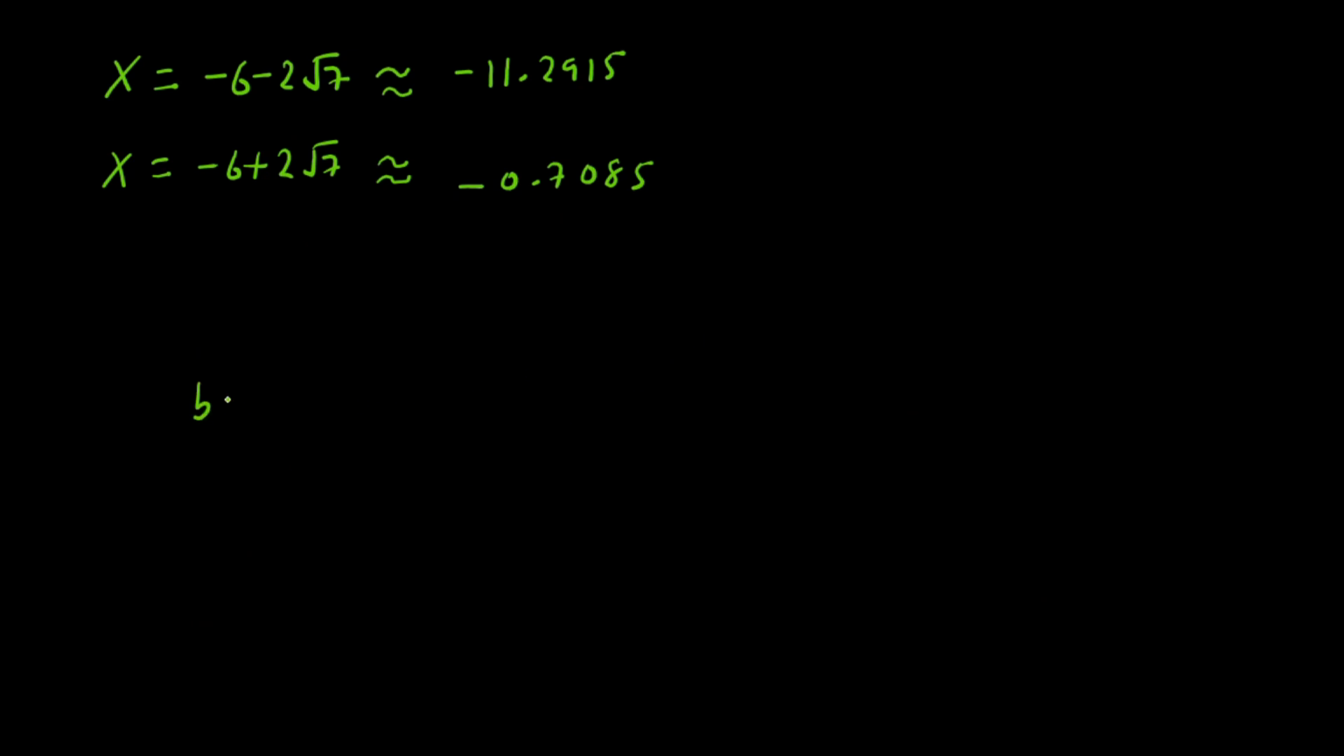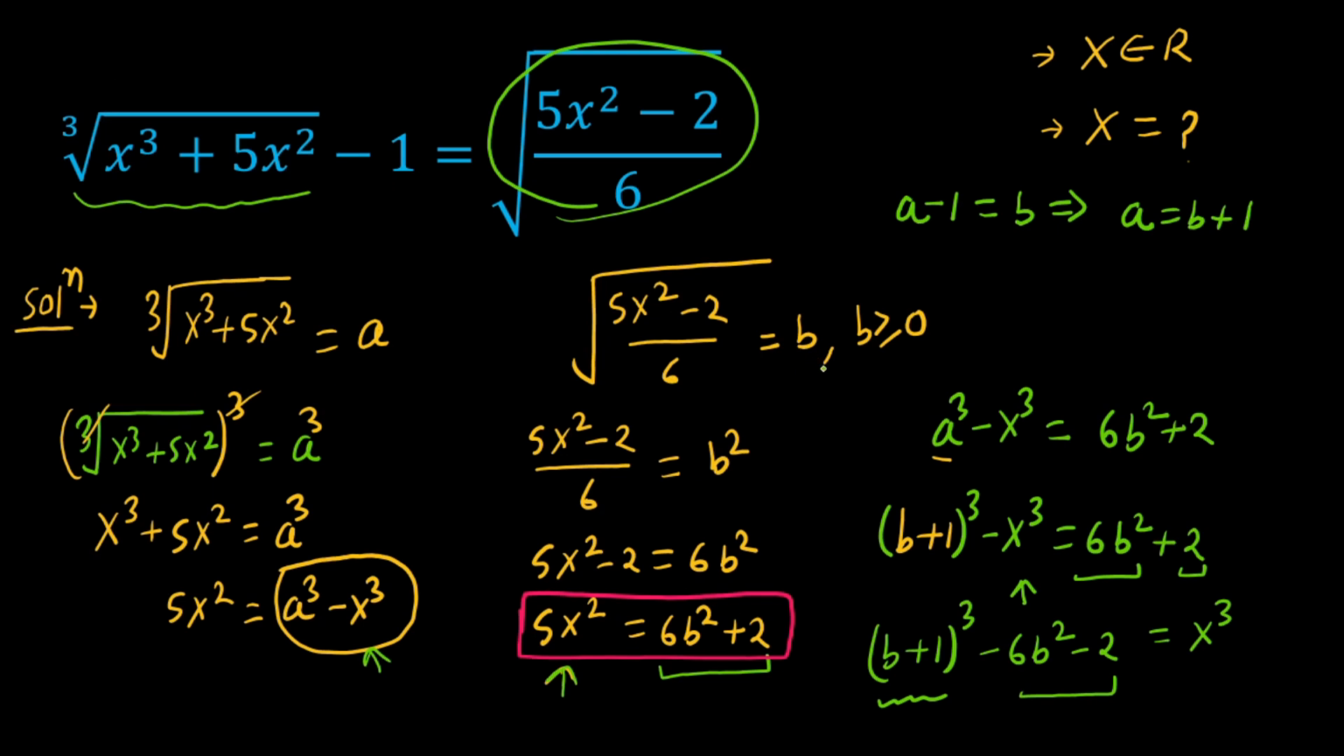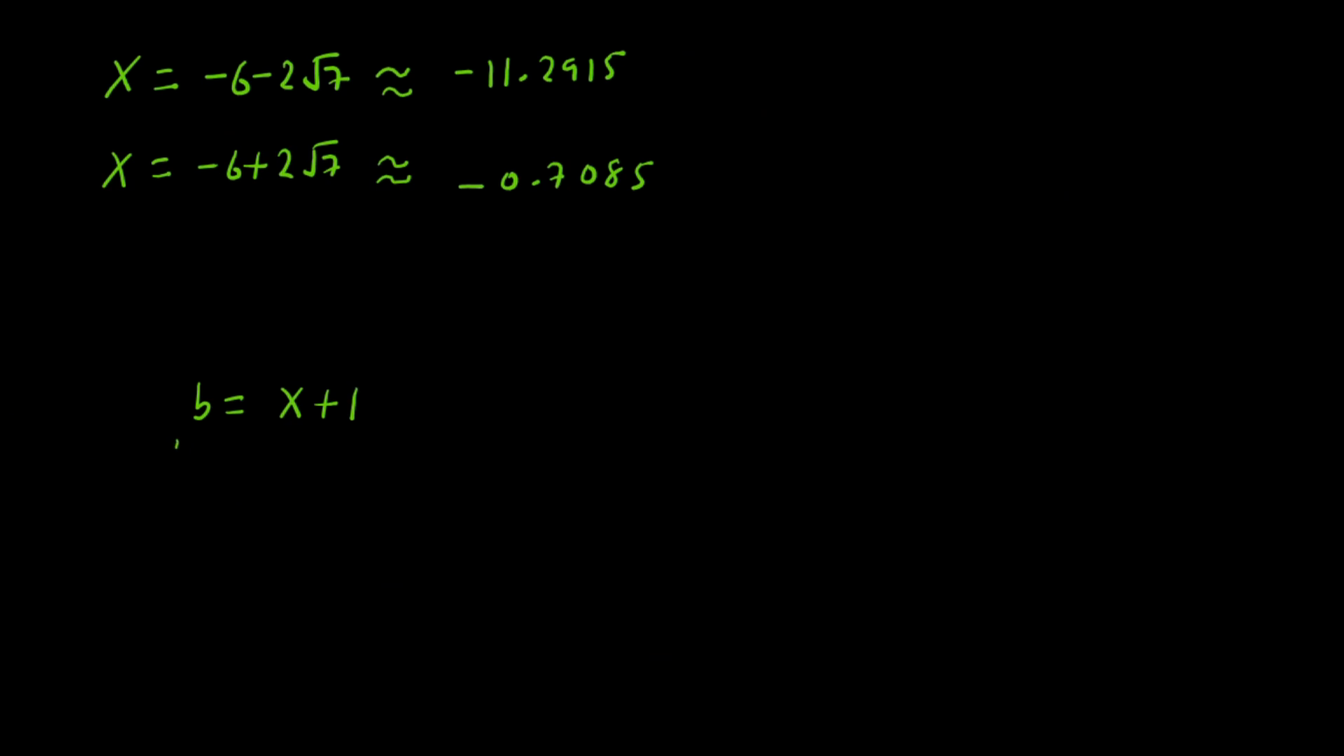b is equal to x plus 1, and here b is greater than or equal to 0. So if b is greater than or equal to 0, it means this is positive. So it means x plus 1 is also positive. Then if we add plus 1 here, this value is less than 0. And if we add plus 1 here, then this value is positive.